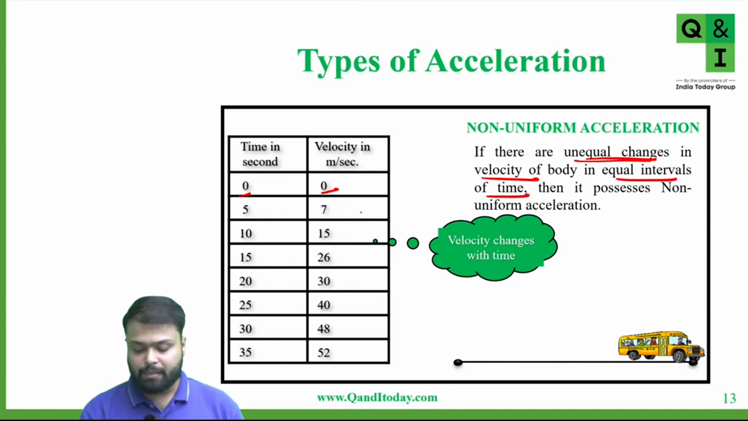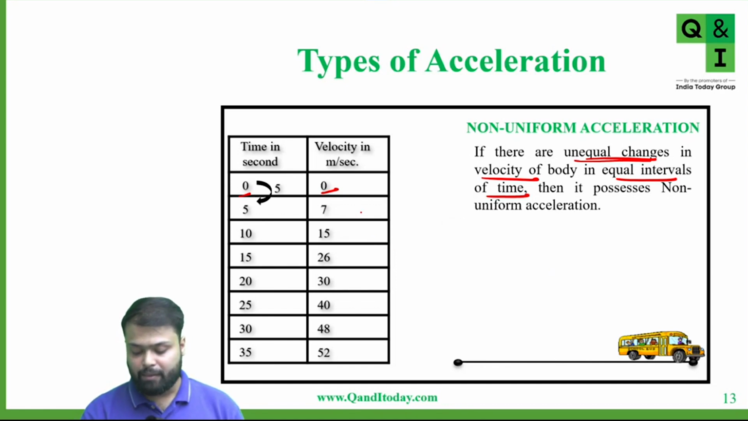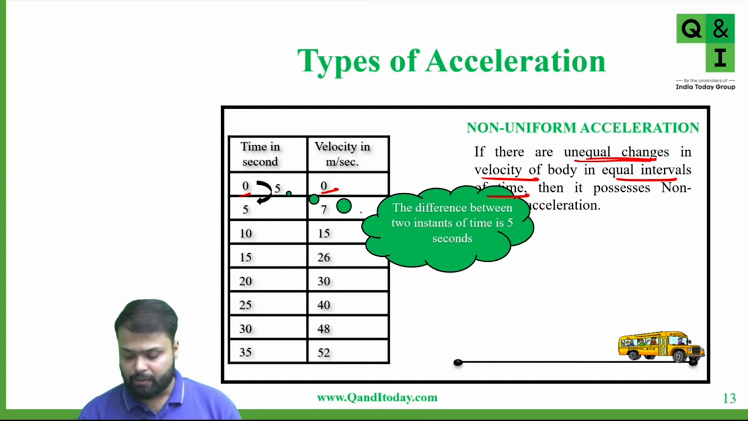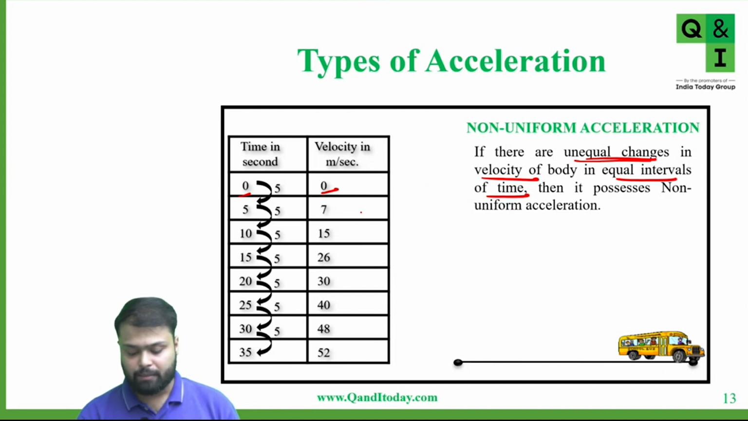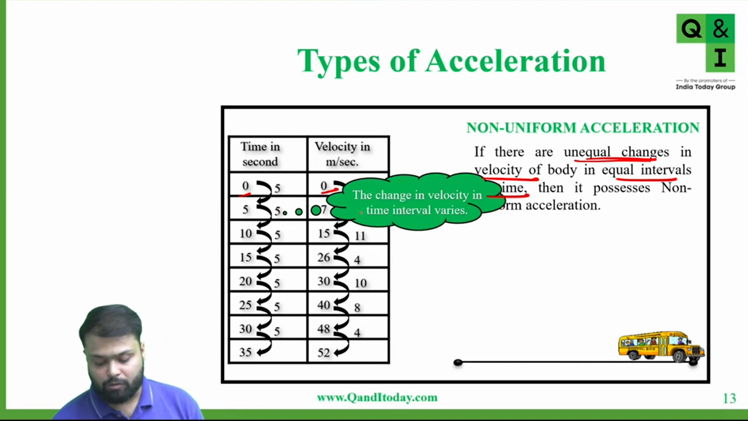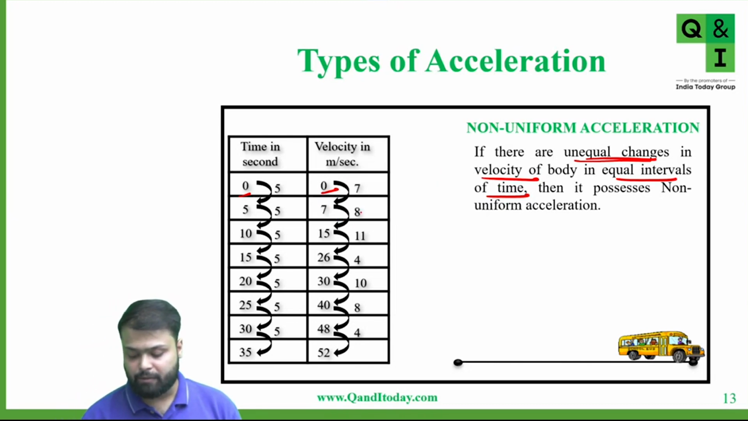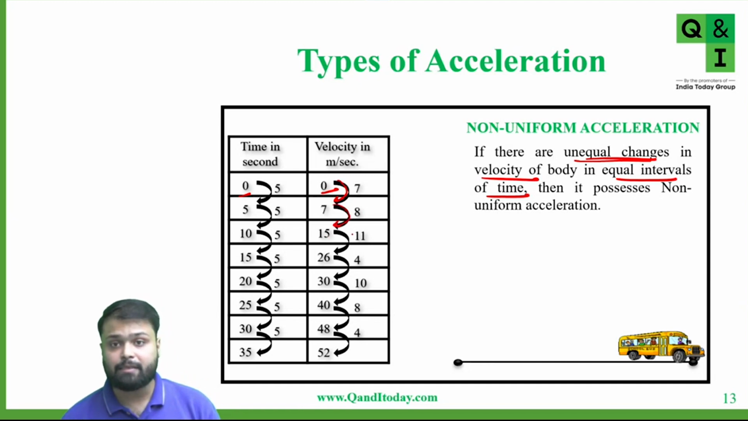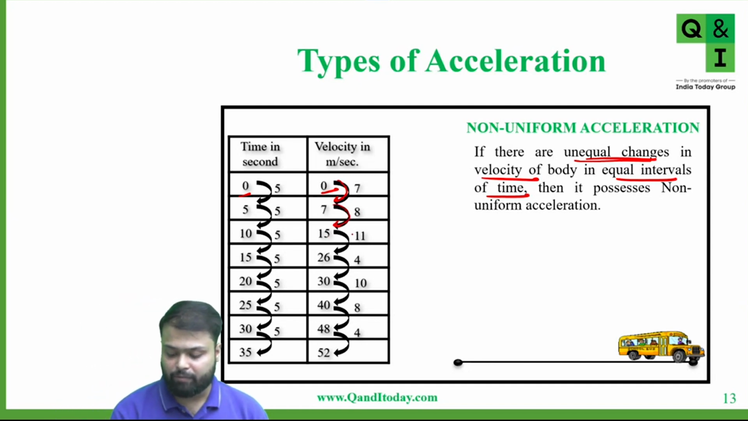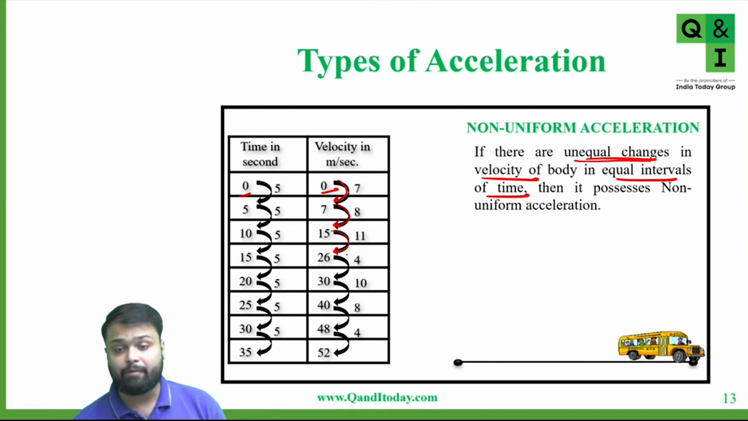Now we can see here that everywhere the time interval is the same, which is 5 seconds. So the difference between two instants of time is 5 seconds. Now if we see the change in velocity, everywhere the change is different. In the first 5 seconds, the change is 7 meter per second. Again, after 5 seconds, the change is 8 meter per second. Again, after 5 seconds, the change is 11 meter per second.